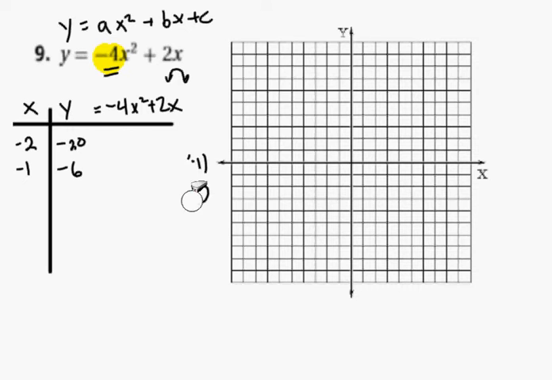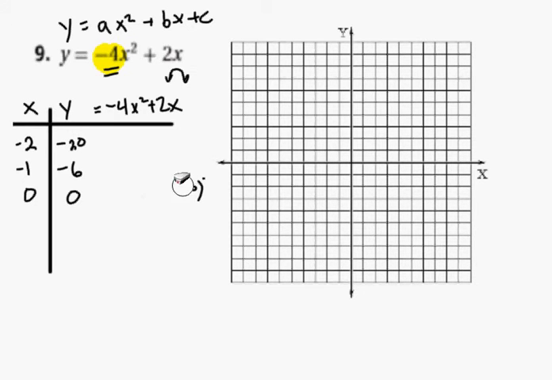The next one's going to be pretty easy because, as you can probably guess, we're going to select 0. So if I were to replace x with 0, well, if I multiply 0 by anything, it still turns out to be 0. So this is 0, plus that is 0, which makes 0. So when x is 0, y is 0.